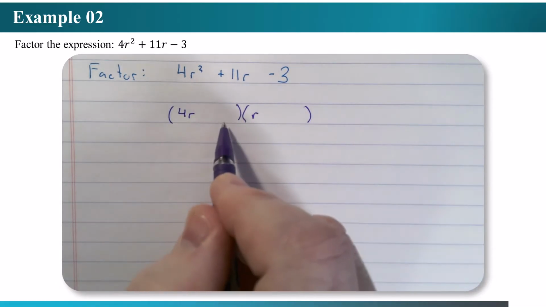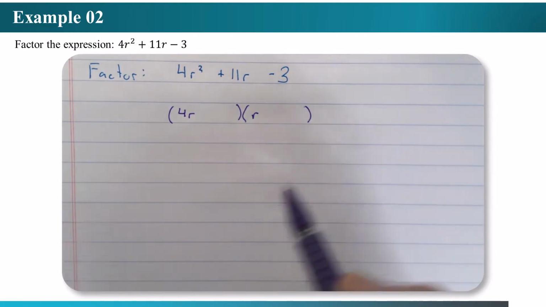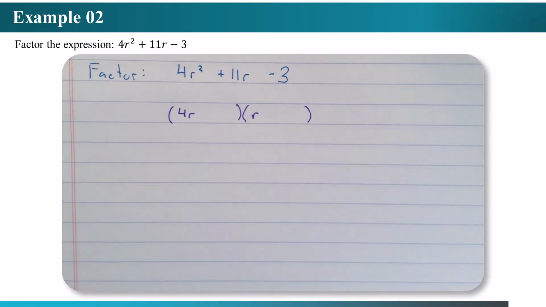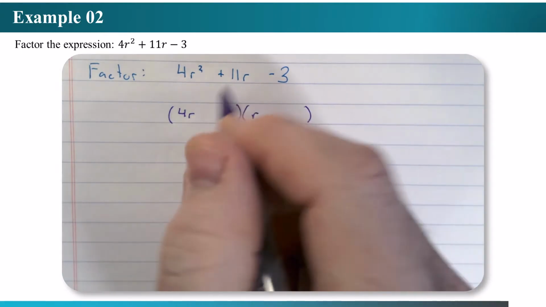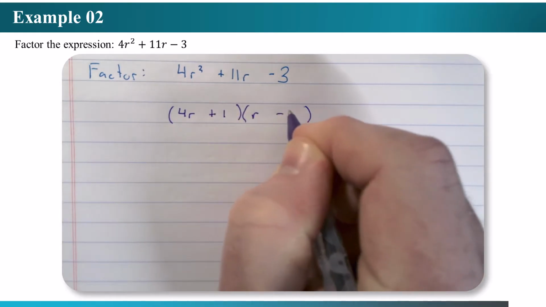Now what I put for the last terms has to multiply up to negative 3. Again, I have different things I could try: positive 1 and negative 3, or negative 1 and positive 3. Let's try a positive 1 and a negative 3.